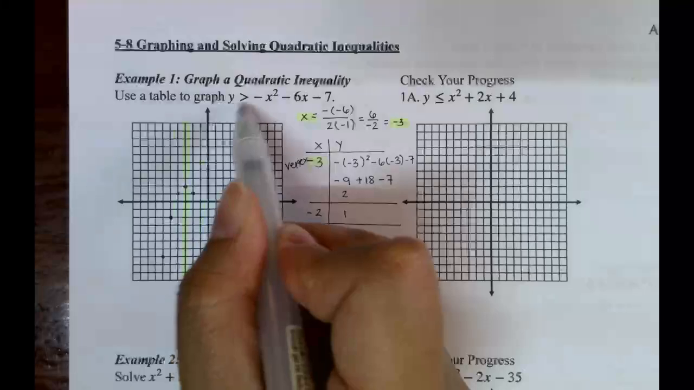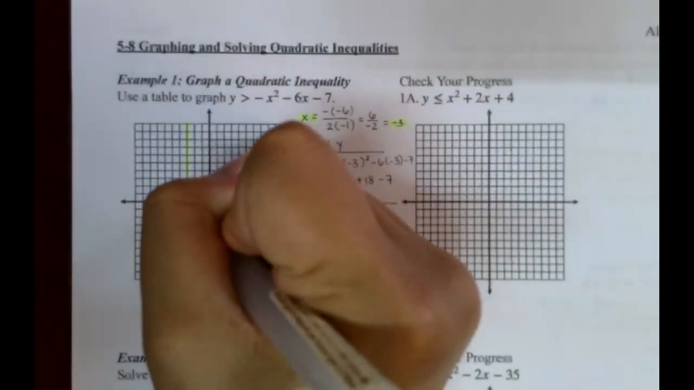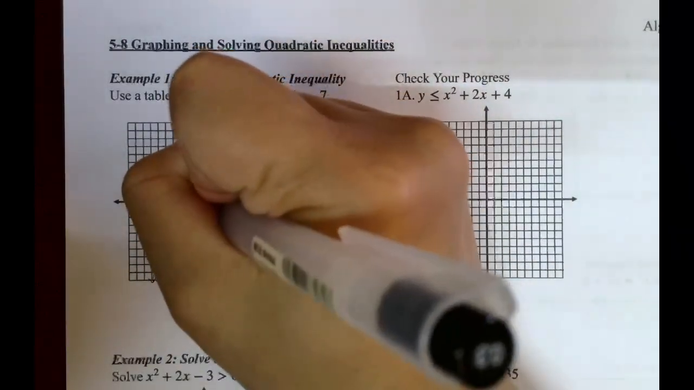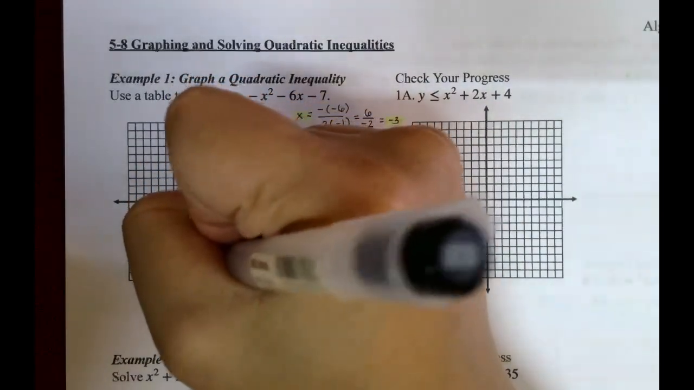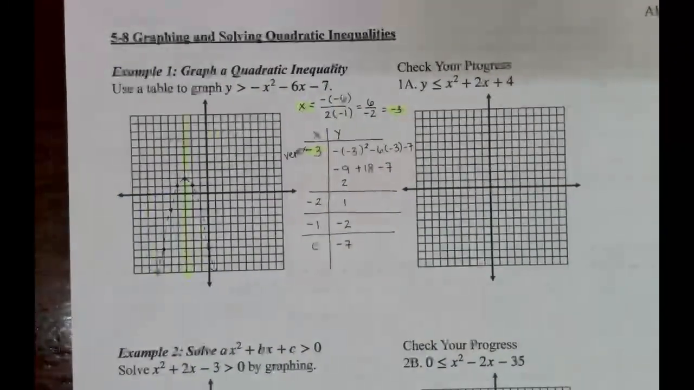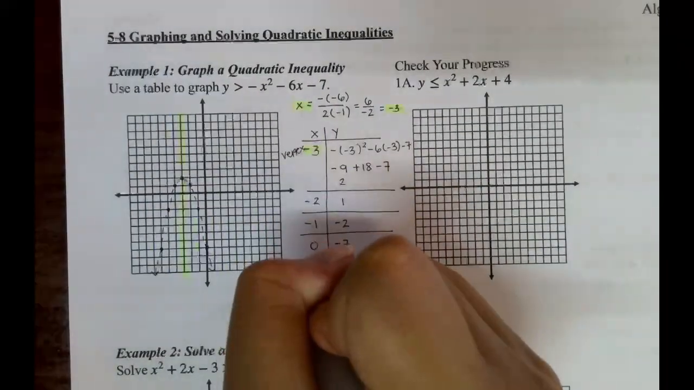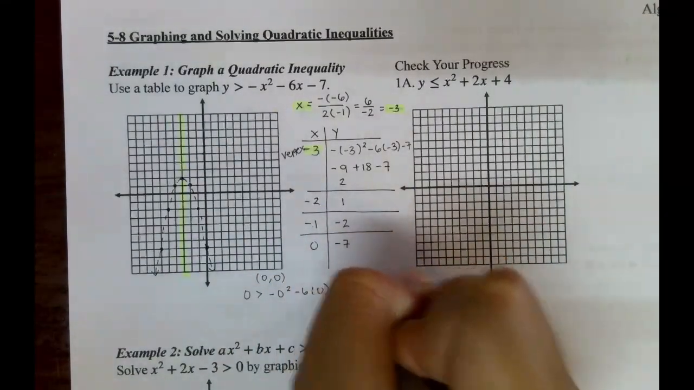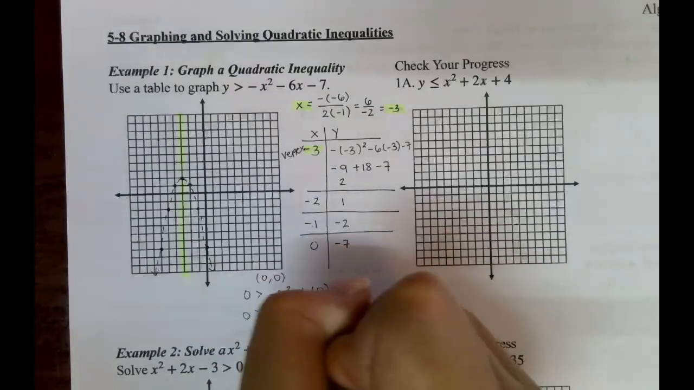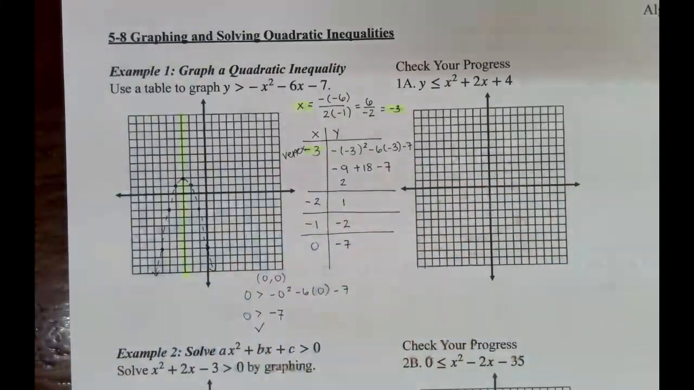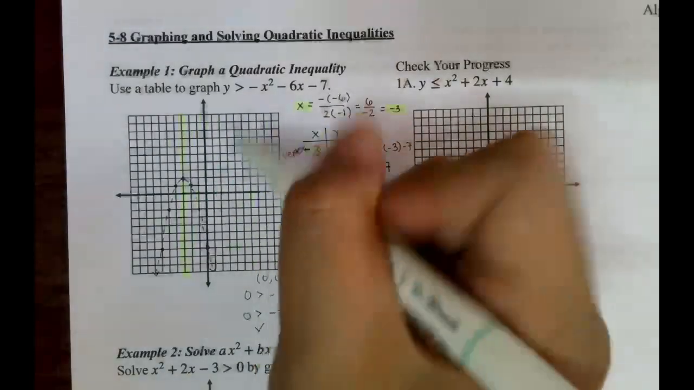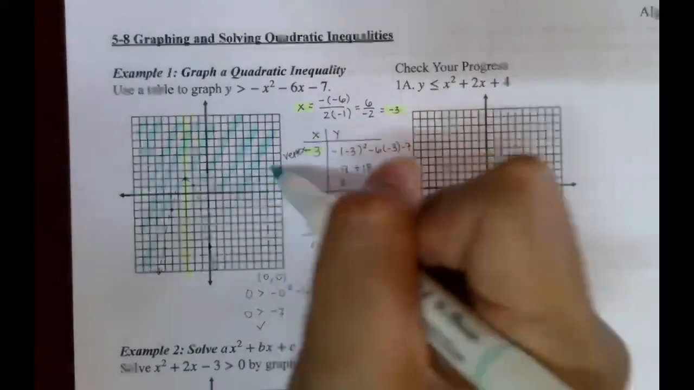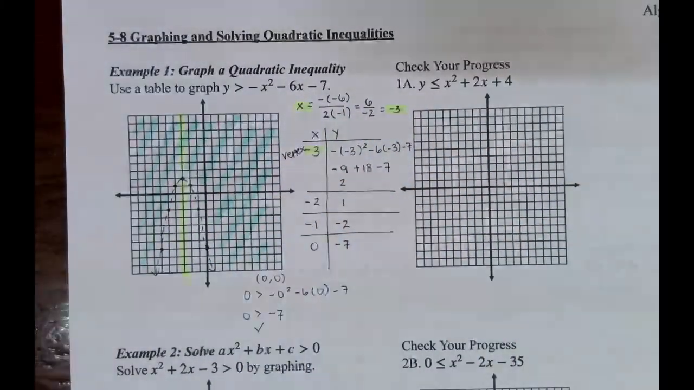Okay. Because there's no equal to, that means this is going to be dotted. So as best as I can, I'm going to dot it here. Okay. And then I'm going to do my test point, which is going to be 0, 0. Right. So is 0 greater than negative 0 squared minus 6 times 0 minus 7? This gives me negative 7. Is 0 greater than negative 7? Yes, it is. So what that means is I'm going to shade where 0, 0 is. And so in this case, that's going to be outside of that little U shape here. Okay, and there you go.